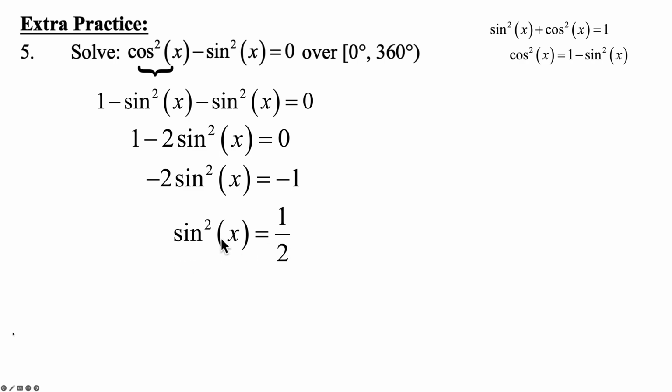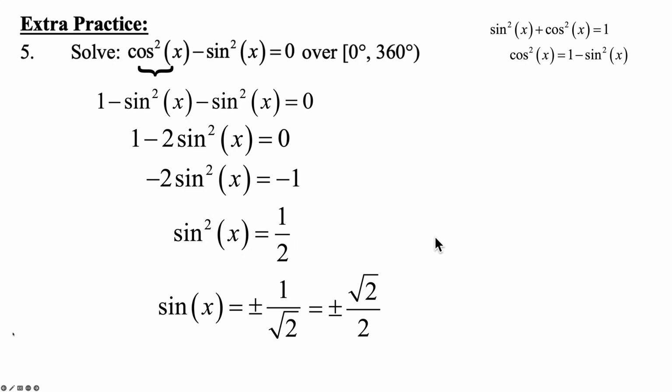Now I've got to take the square root of both sides. That gives me plus or minus 1 over the square root of 2, or that's equal to plus or minus square root of 2 over 2. So I'm thinking 45-degree reference angle, but because it's plus or minus, I'll have an angle in every single quadrant. So 45 in quadrant 1, 45 in quadrant 2, 45 in quadrant 3, 45 in quadrant 4, which gives me x equals 45 degrees, 135, 225, and 315.